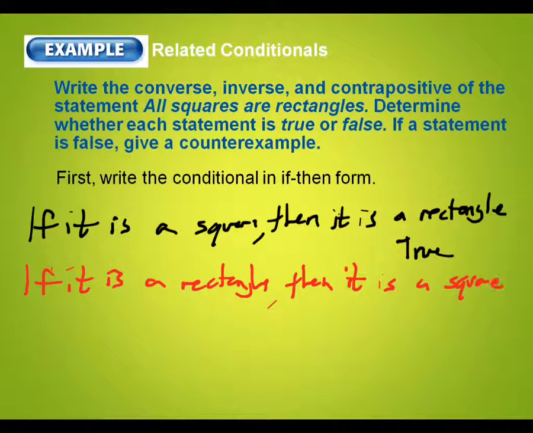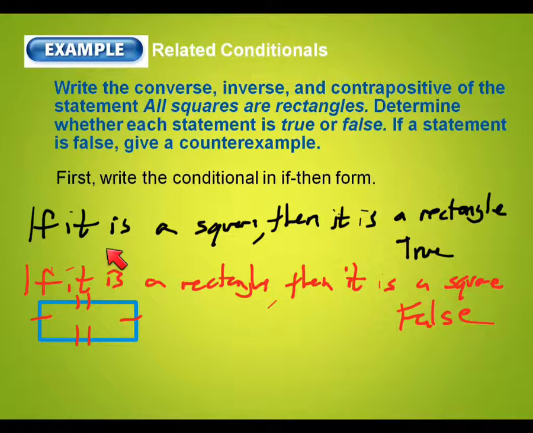Yes. Does it matter if it's false? The converse? Yes. What'd you say? Does it matter if it's false? It could be. Like in this case, the converse is false, right? If it's a rectangle, then it's a square. That's false. And then it says if it's false, give a counterexample. Well, here's my counterexample. That's a rectangle, but that's not a square, right?